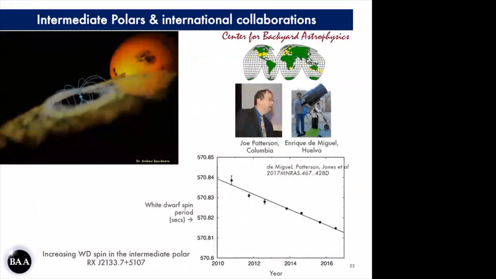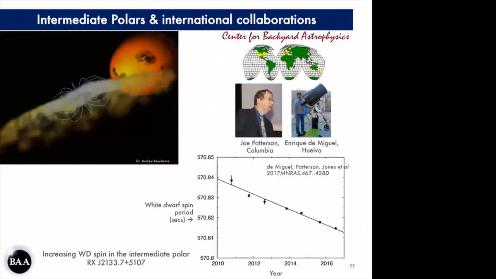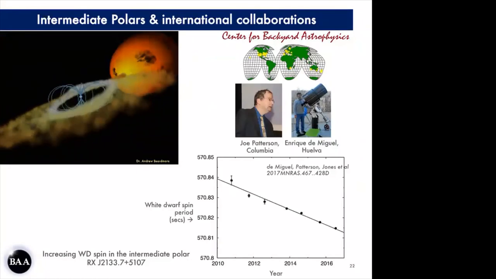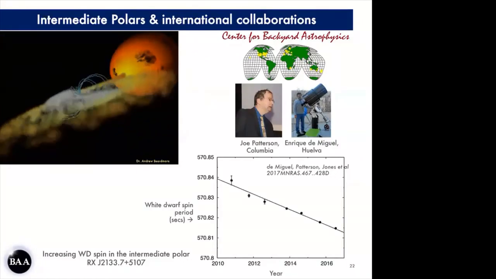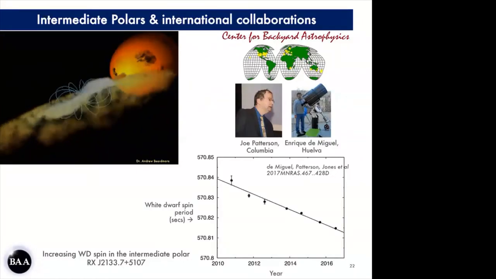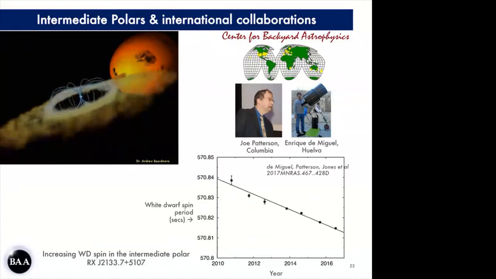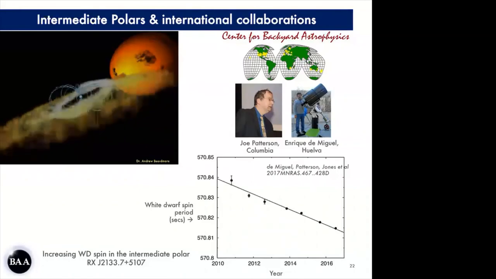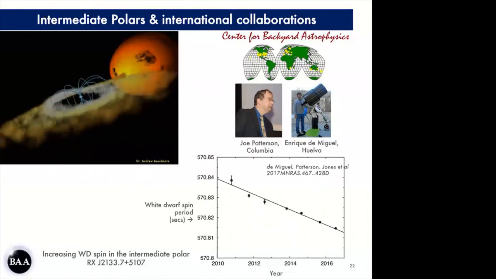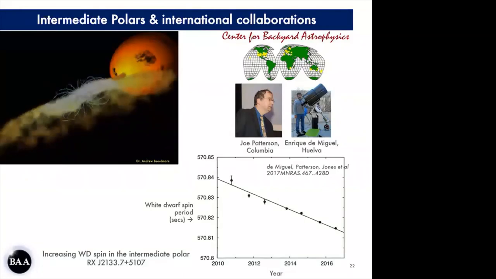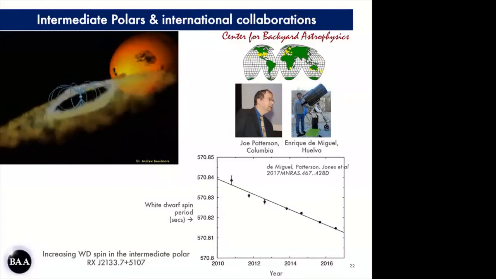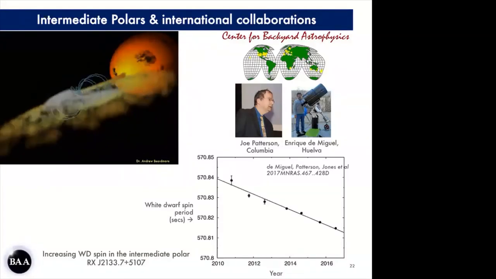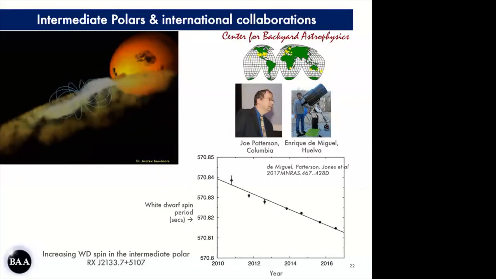So I'll turn to another class of cataclysmic variable star. These are the stars that I was talking about earlier, where the white dwarf has a small magnetic field, as shown in the animation on the top left. This has an accretion disk, as you may remember, but the middle part of the accretion disk is cored out or destroyed by the magnetic field.